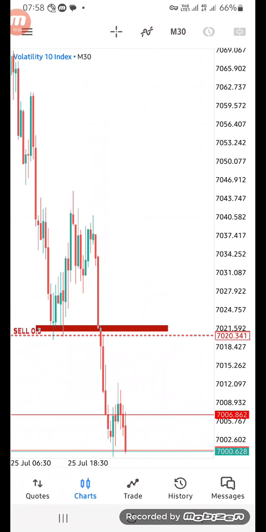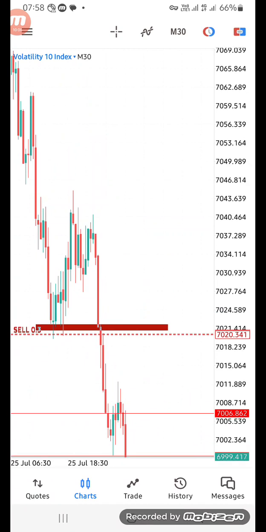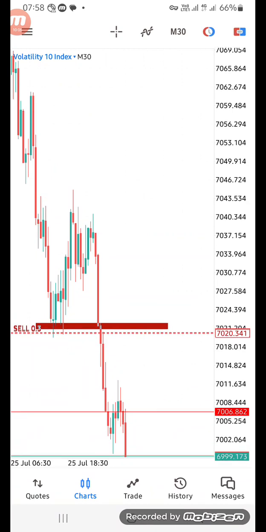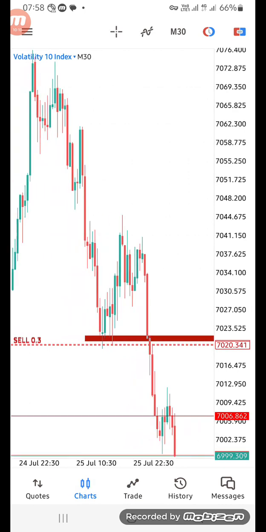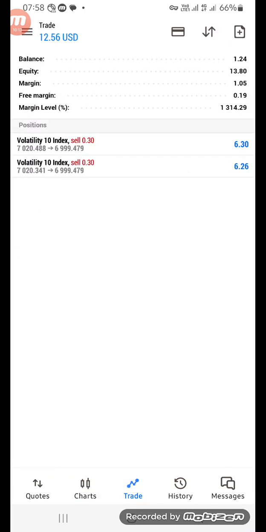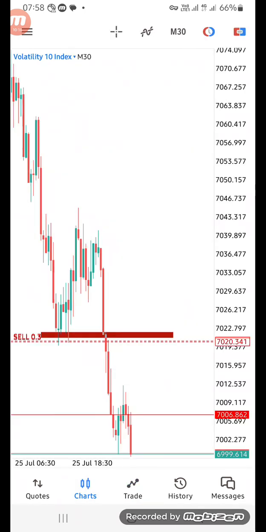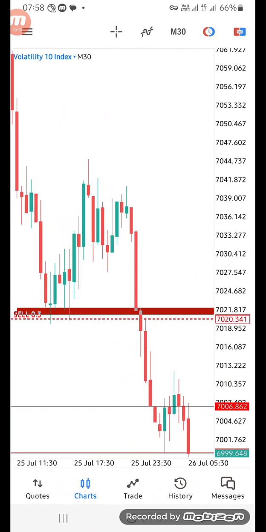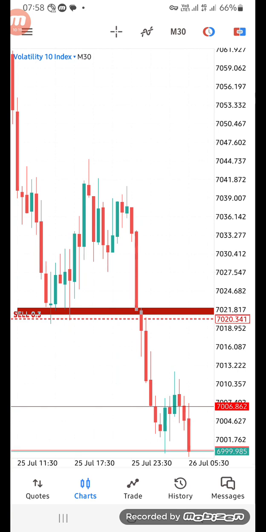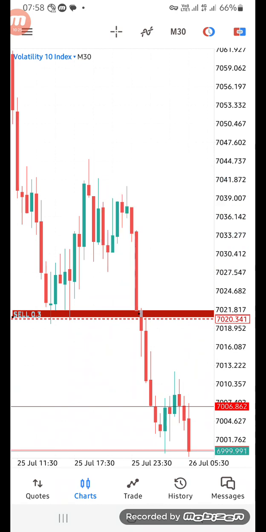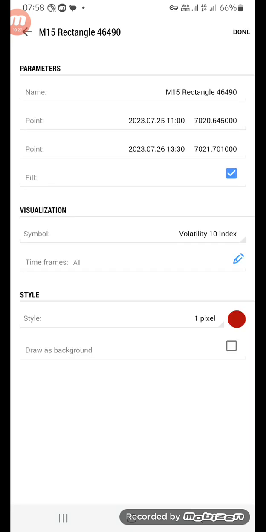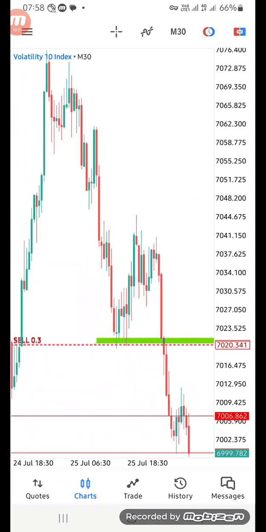Okay, so guys, I've analyzed my asset, Volatility 10 Index, on my TradingView. Now I came here and executed my sells here. As you can see, it was just after we had broken this channel here. That's when I was like, okay, I'm ready to sell.